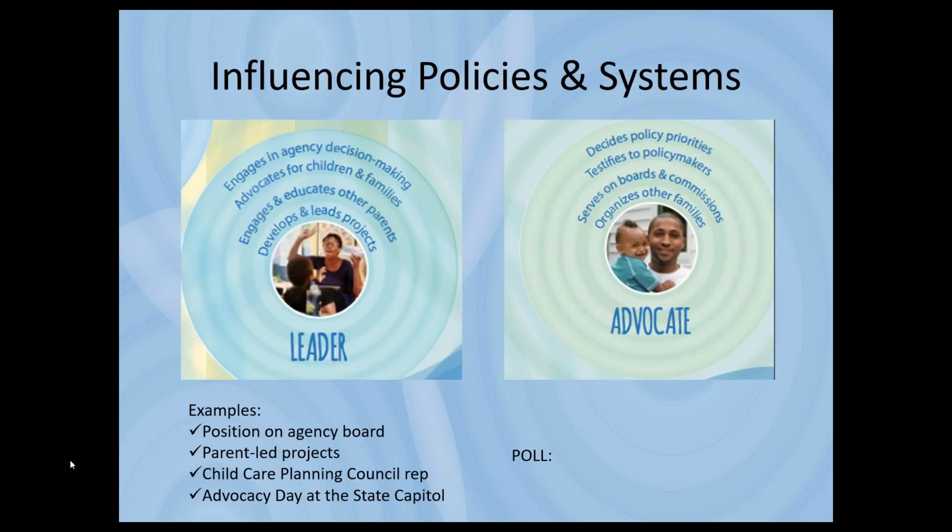So in influencing policies and systems, this is an area where we feel there's tremendous opportunity for growth. Not many organizations are engaging families as leaders and advocates for systems change, often because agencies and systems lack the capacity and know-how, and because it can get messy when families demand changes that shake up the powers that be. Later, we're going to hear about how one county partnered with a grassroots parent group to leverage parent power for systems change. Next slide, please.